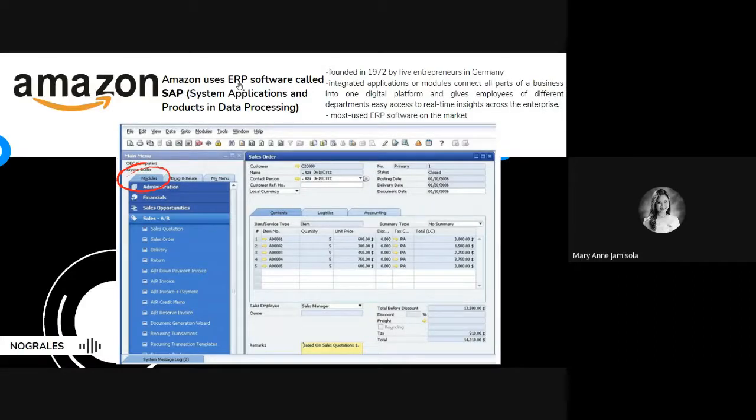For Amazon, Amazon uses the ERP software called SAP. I'm sure those who graduated in USC senior high school had a subject for SAP. But for SAP, there are different versions. The basic version is SAP Business One, and then there are other more advanced versions which are more expensive as well. Here is a snippet of SAP. You can see here the modules, and each module has different functions.